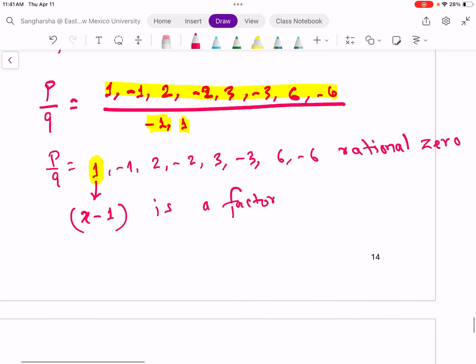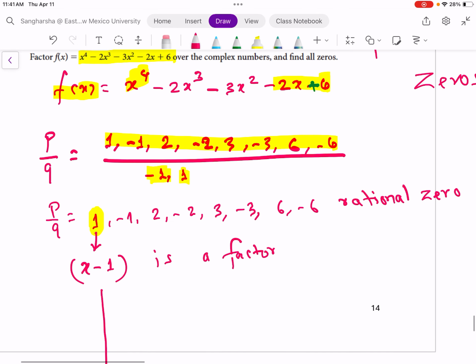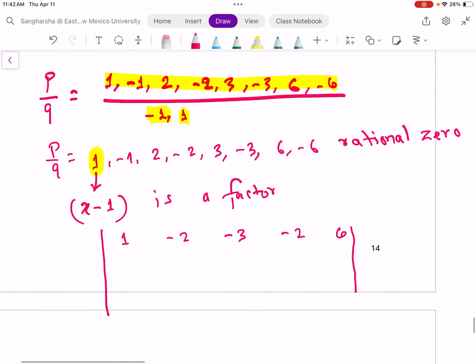Now let's use synthetic division. So we write down the coefficient of each term. Coefficient of x to the power 4 is 1. Coefficient of cube term is -2. Coefficient of square term is -3. Coefficient of x is -2. Coefficient of constant is +6. So we are dividing these coefficients by what number? Our real 0, 1, or this c value. So we are dividing by 1. So we drop the first coefficient.